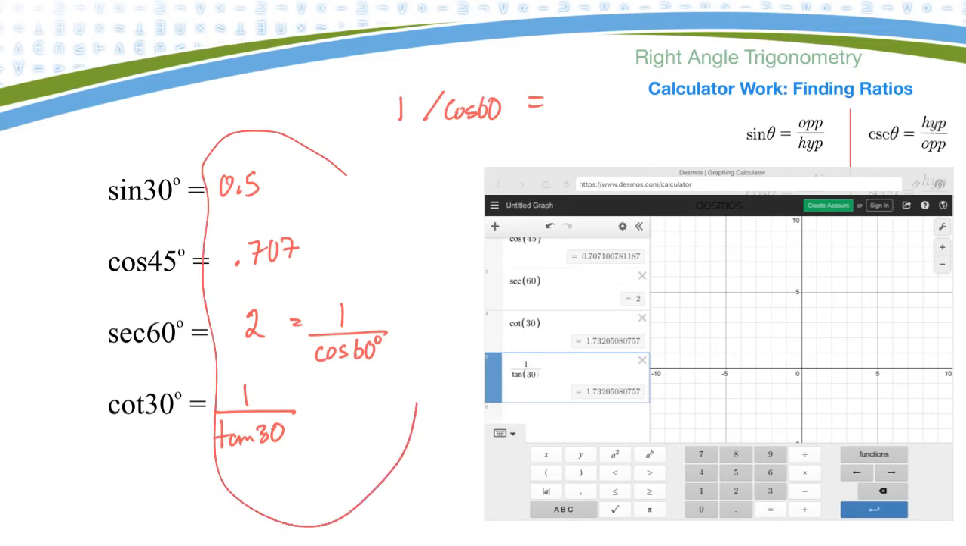And these are relationships between sides. So opposite sine of 30, what that's telling me is that the relationship between the opposite side and the hypotenuse is 0.5, or you could call it 1/2. So if the opposite side is 1, the hypotenuse is 2. If the opposite side was 10, hypotenuse would be 20. So this here is giving me a relationship between sides.